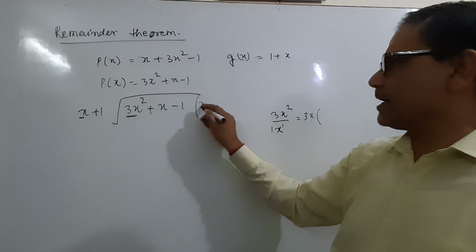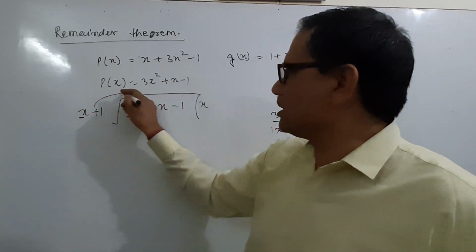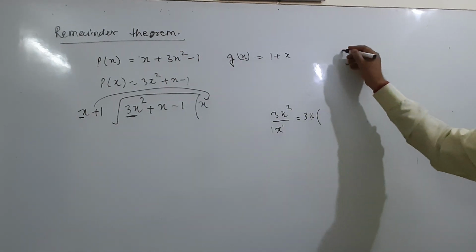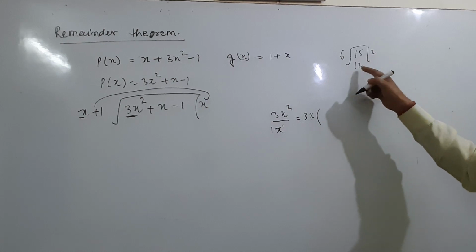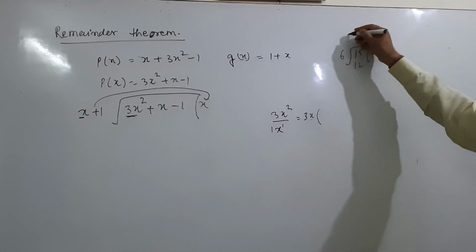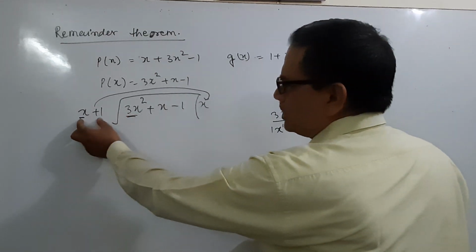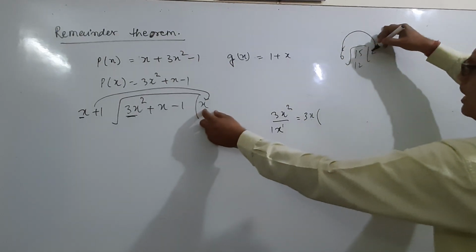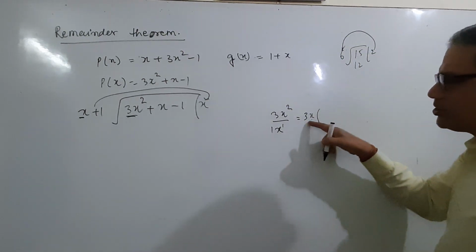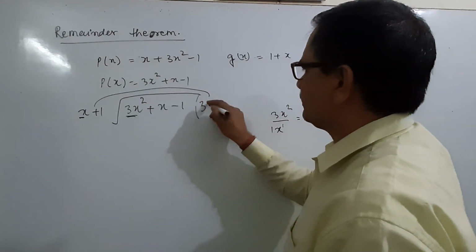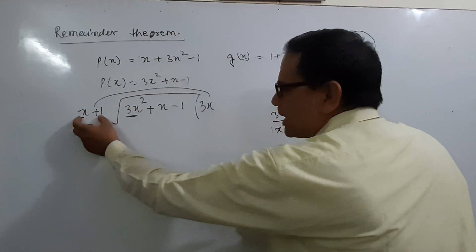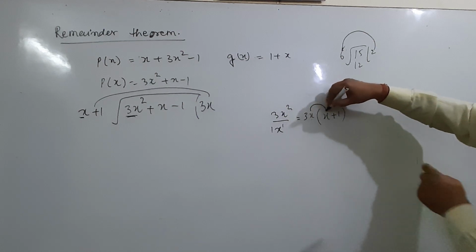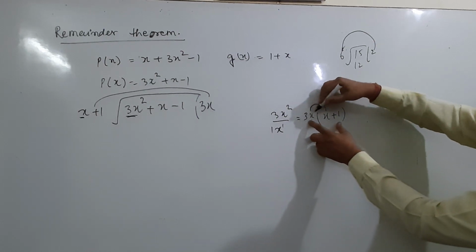Bracket. Here is x and this x we have to multiply. This x multiplies this one. We have done 3 times x, and now we have to multiply x plus 1 by 3x. So 3x multiplies x plus 1. This 3x multiplies x and 3x multiplies 1.